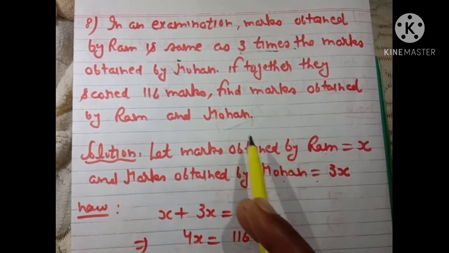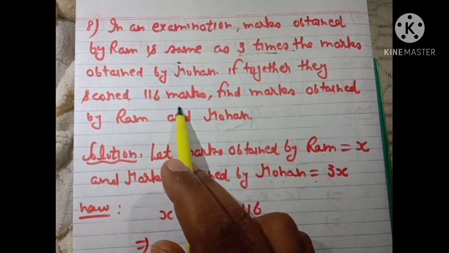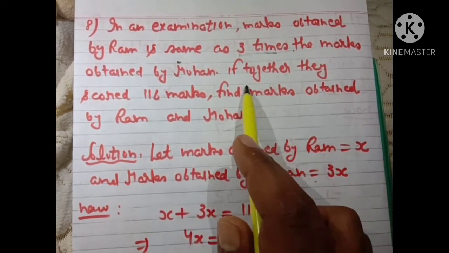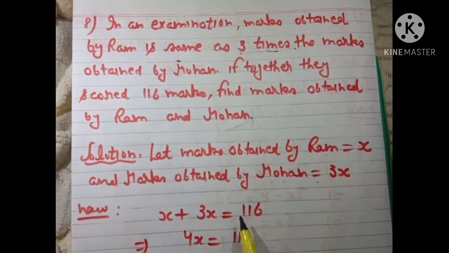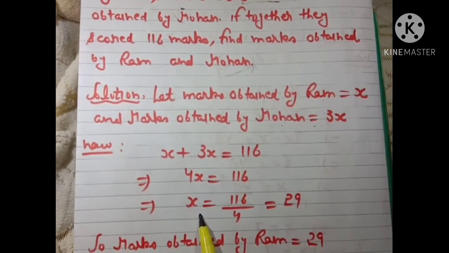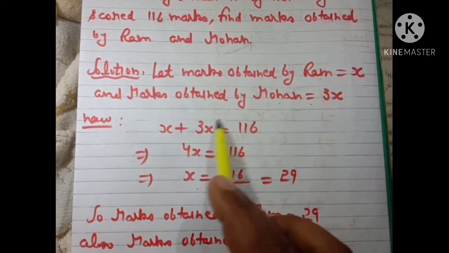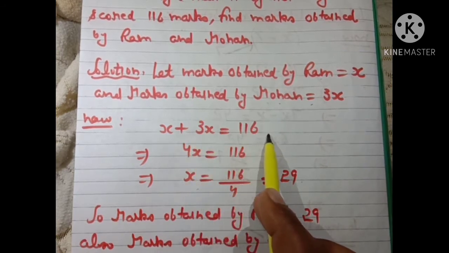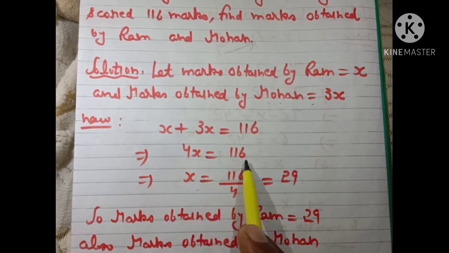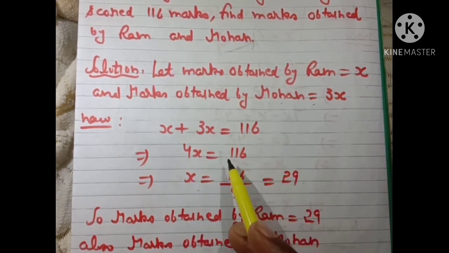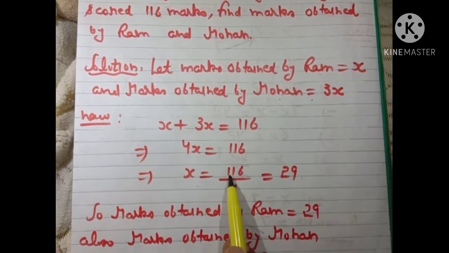So I hope this is clear to you. It is very simple. Now the next is, if together they scored 116 marks, it means the sum of the marks obtained by Ram and Mohan is 116. So we can use this condition to make our linear equation. The sum of these two marks is equal to 116. Then x plus 3x is 4x is equal to 116. Now we only have to solve this one.